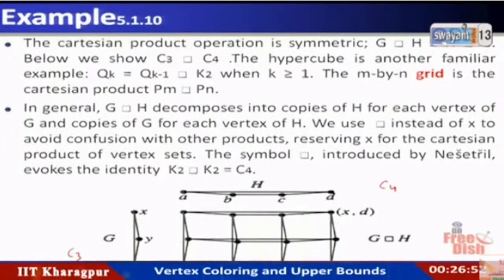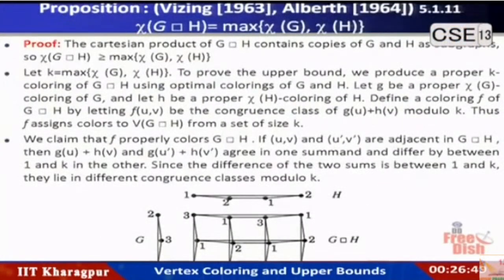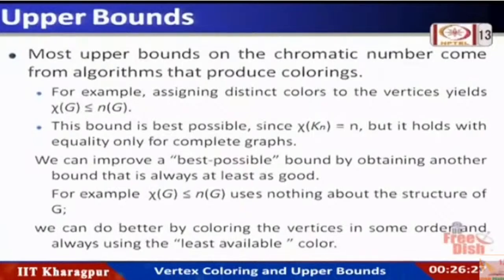Having defined this Cartesian product, let us see the proposition given by Ising that the chromatic number of the Cartesian product of two graphs is nothing but the maximum of the chromatic number of the graph G and the chromatic number of graph H. Now let us find out the upper bounds in terms of colorability.